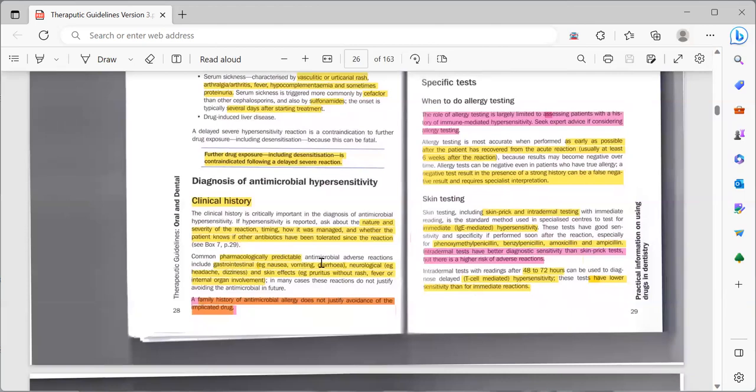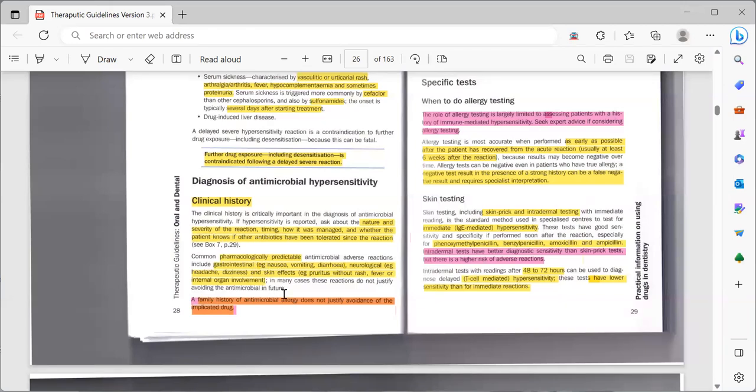Common pharmacologically predictable antimicrobial adverse reactions, like we have read previously, are nausea, vomiting, diarrhea, and neurological effects, for example, headaches, dizziness, and skin effects like pruritus without rash, fever. So these things we can expect. These can happen, okay, and in many cases, these reactions do not justify avoiding the antimicrobial in future. If the patient only had these types of reactions, you can safely prescribe him the antibiotics.